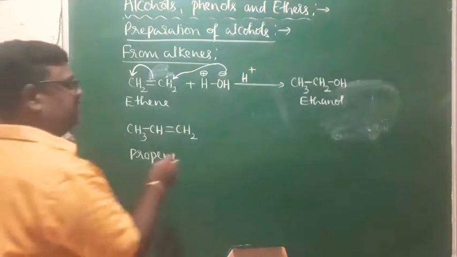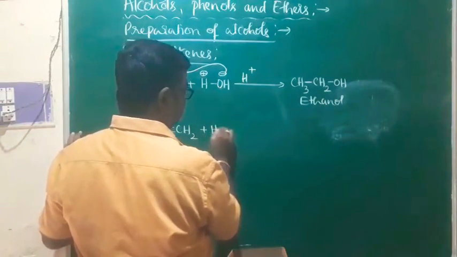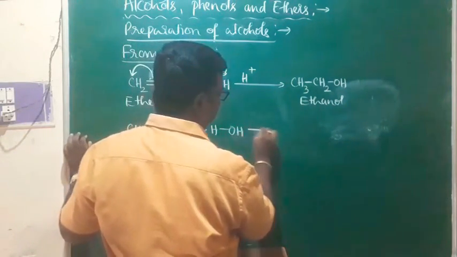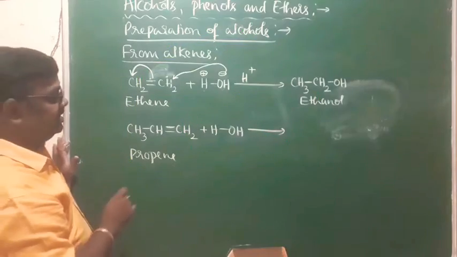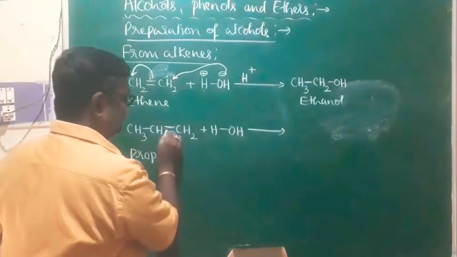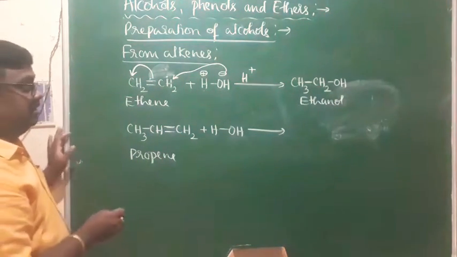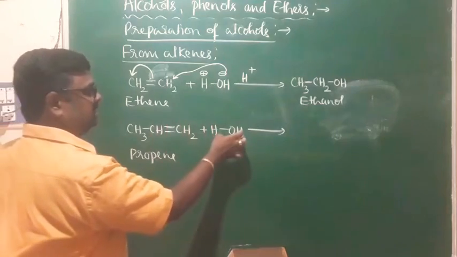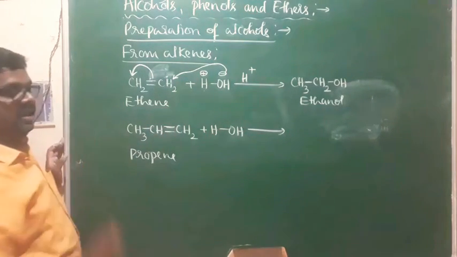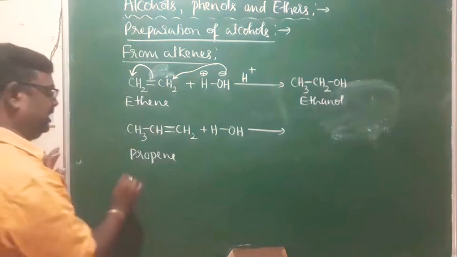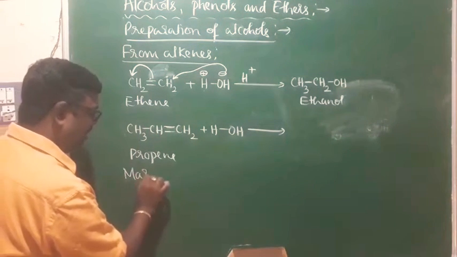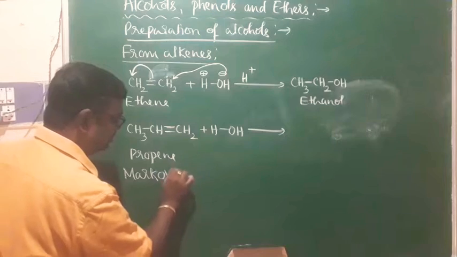Yes, we go for one more example, and this is propene. If I add water across the propene, this propene is an unsymmetrical alkene. ಇಲ್ಲಿ ಬಾಳ careful ಆಗಬೇಕು, unsymmetrical alkene. Yes, and of course here, as far as propene is concerned, when water is added across the unsymmetrical alkene, you need to follow one rule, which we call Markovnikov's rule.